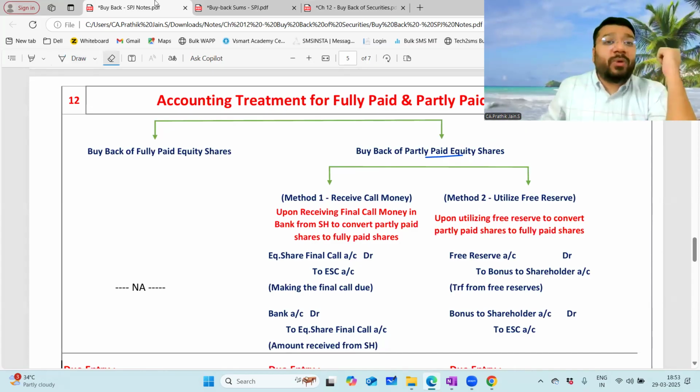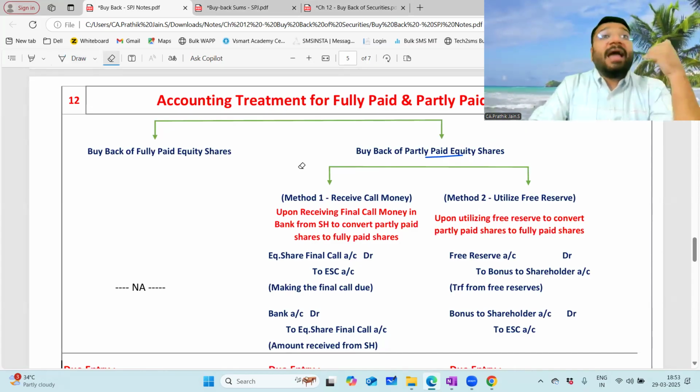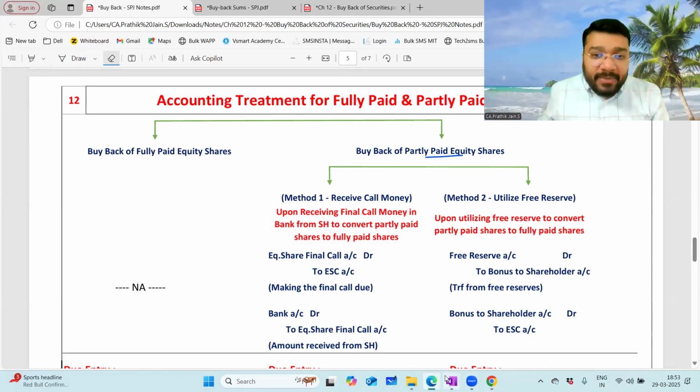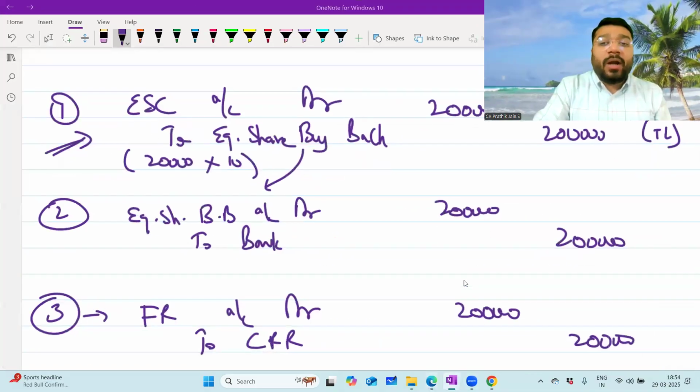For the 20,000 shares, what is the option? I have to make the call and receive the money. So now please tell me, if I make the call and receive the money, what will be the journal entry?